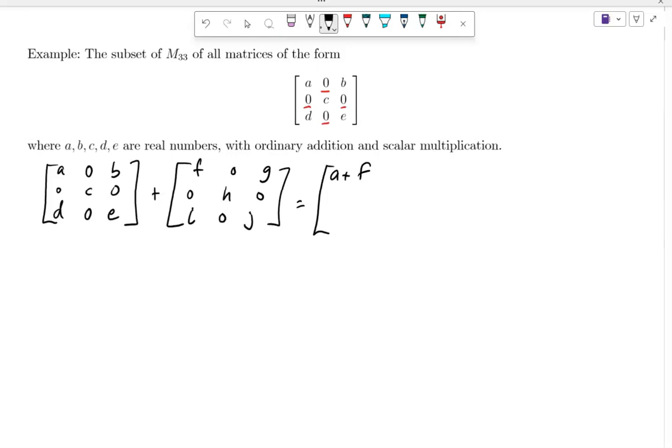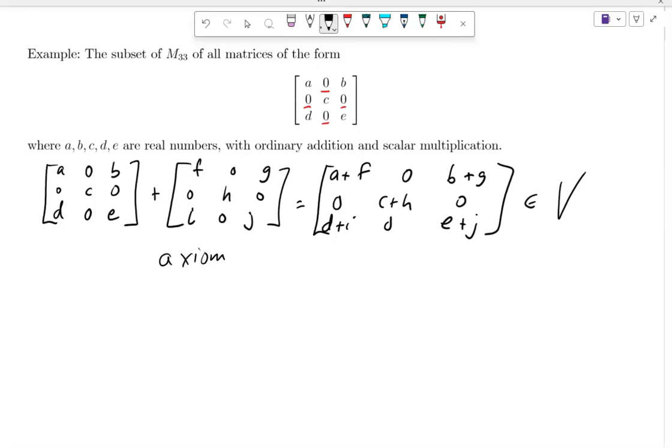A plus F, 0, good. Yep, and so on and so forth. This has the appropriate form, so it's back in the vector space again, right? So axiom 1 holds.